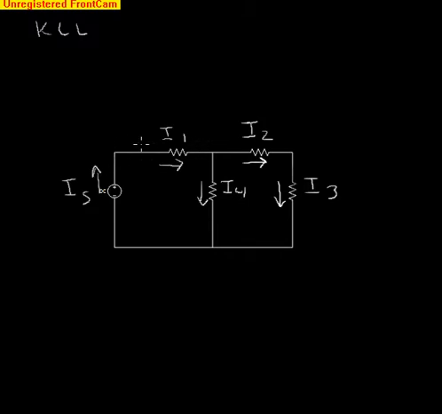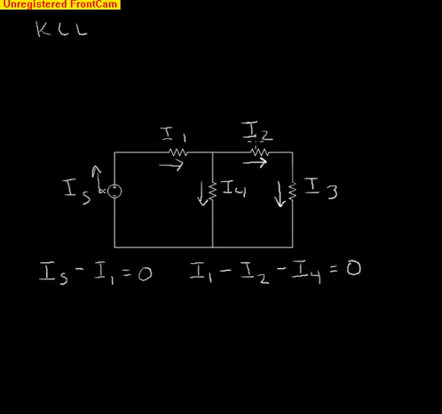So let's start right here at this node and write an equation for that. We have IS, which is positive going into the node, minus, because it's leaving the node, I1, and that equals 0. Now at this next node right here, we have I1 coming into the node, so that's going to be positive, minus I2, because it's leaving, minus I4, so that is leaving as well, and that equals 0.